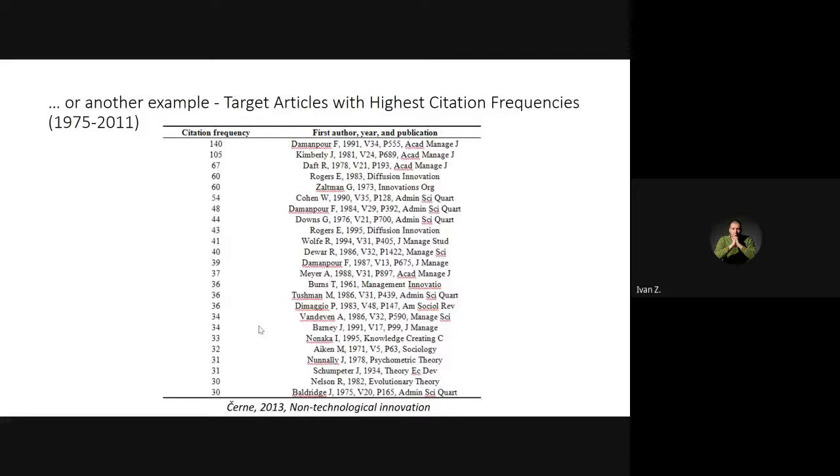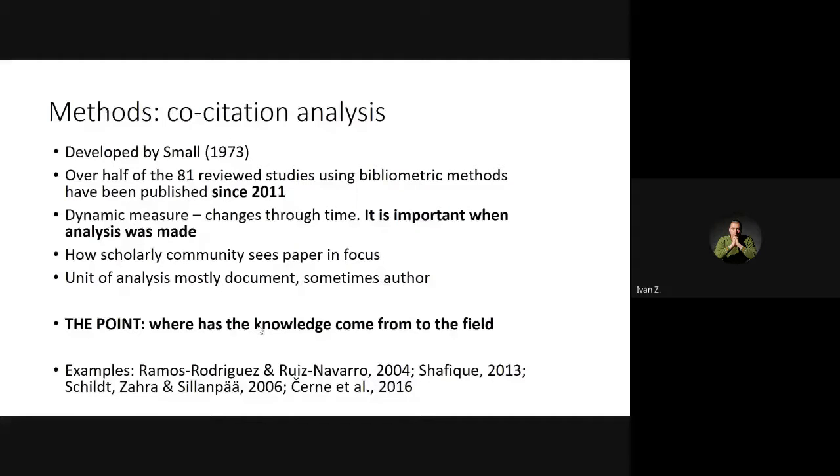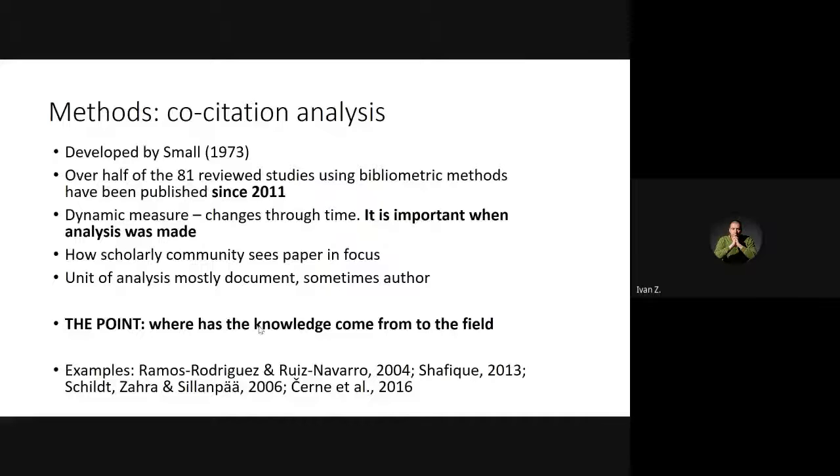Okay, the next method is co-citation analysis. You'll know that these are actually not new. Co-citation, for example, was introduced by Small in 1973. Most of the studies that were reviewed in our article in Organizational Research Methods use this co-citation analysis, right?